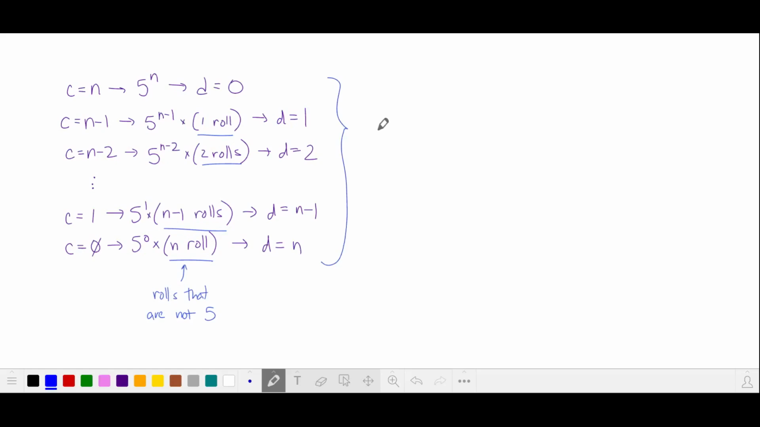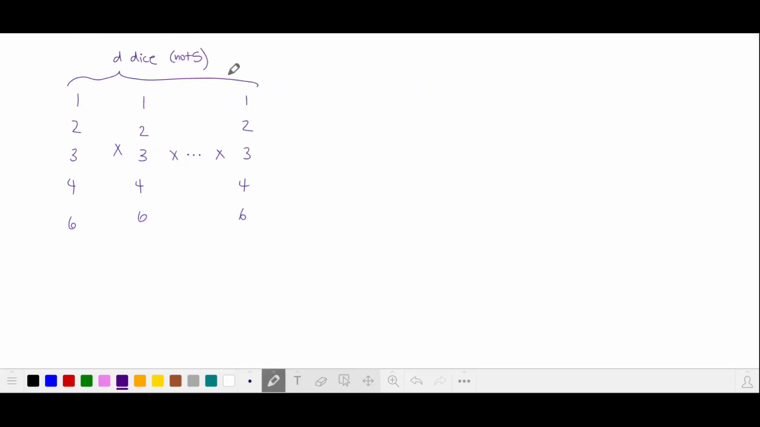So we're going to continue by doing casework on d. Let's examine our d dice that do not include a 5. Here are d dice that are not 5s, and we'll begin by asking what the possible powers of 2 in the product are. If all d dice consist of odd numbers, then our product can have 2 to the 0. If we have a 2 and the rest of them are odd, we could have just one 2 in this prime factorization. If all d of our dice show a 2, then we can have 2 to the d.